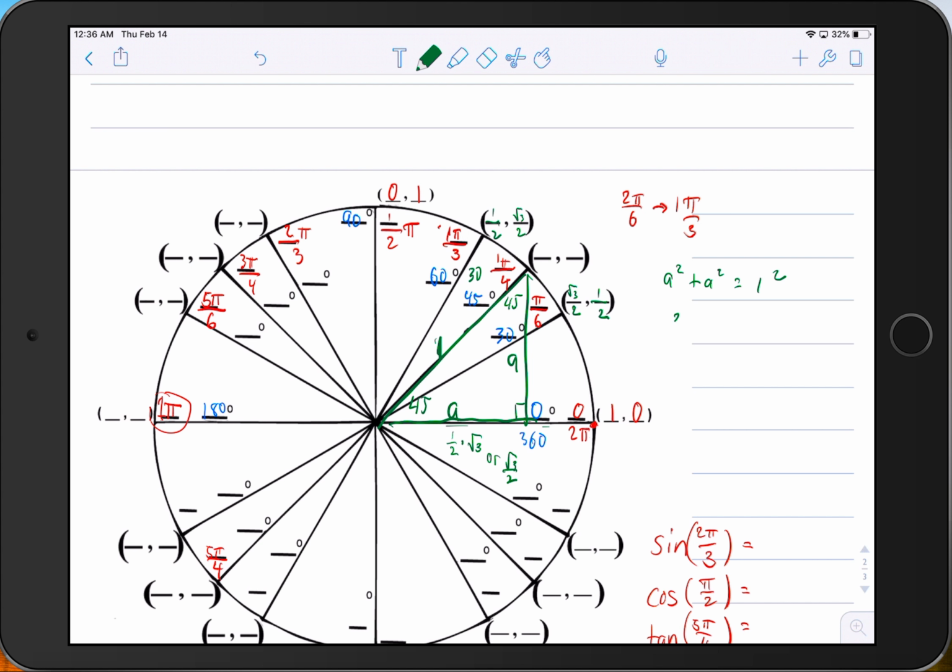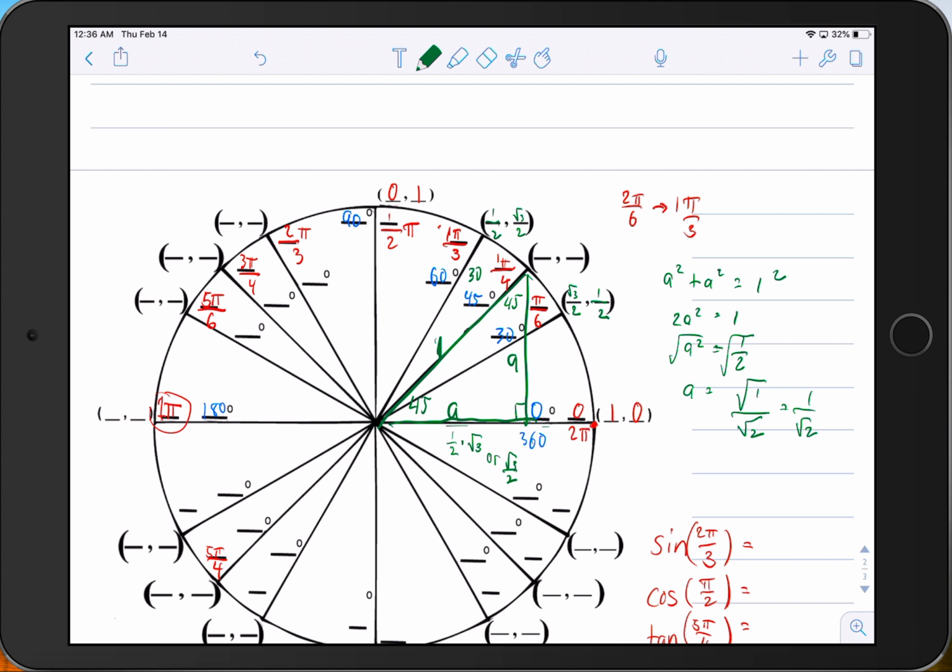And so that turns into 2a squared equals 1. So that means a squared has to equal 1/2. And if I do the square root, then I get the square root of 1 over the square root of 2, which is just 1 over square root of 2. And that's a perfectly good answer.